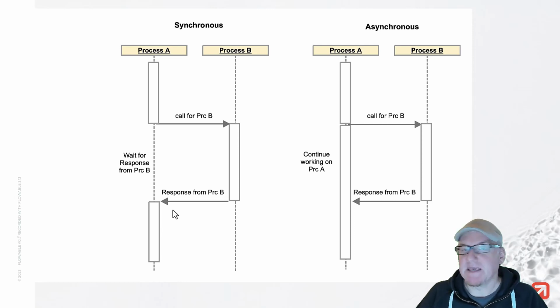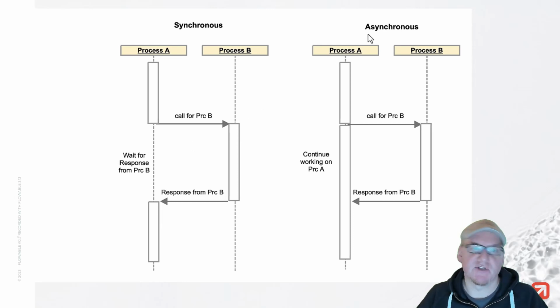While process B is preparing the answer, process A is basically just waiting and doing nothing. This is of course totally fine. If the answer comes very fast, it doesn't matter, and probably we anyway need the answer to continue.